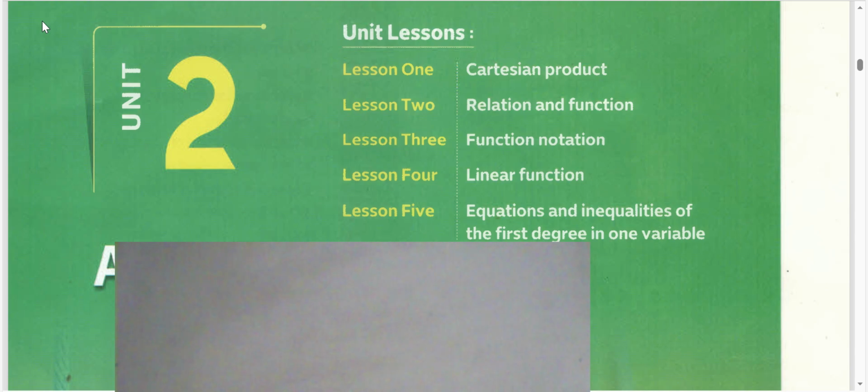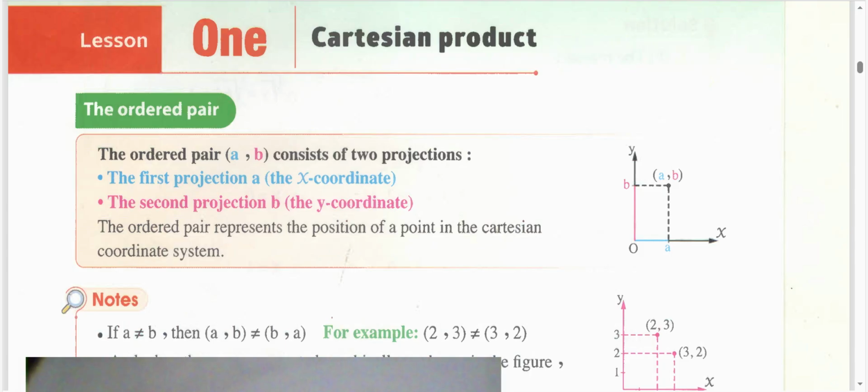Explain from the Al-Moasser book, lesson number 1, Cartesian Product, unit number 2. First, we'll explain the ordered pair. Like (a, b), it consists of two projections: the first projection a and the second projection b. a is the x coordinate and b is the y coordinate.